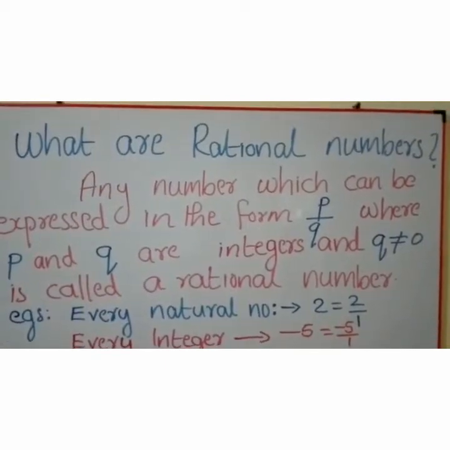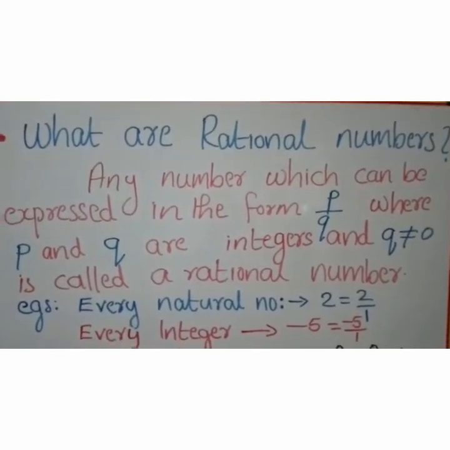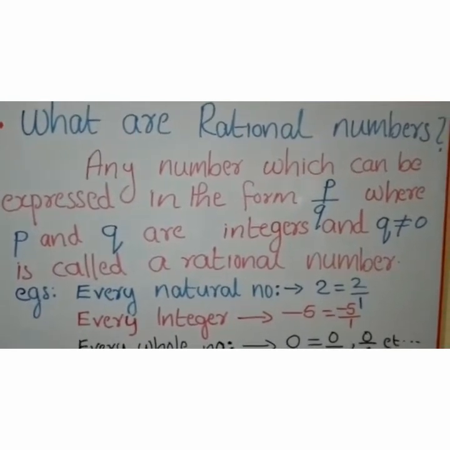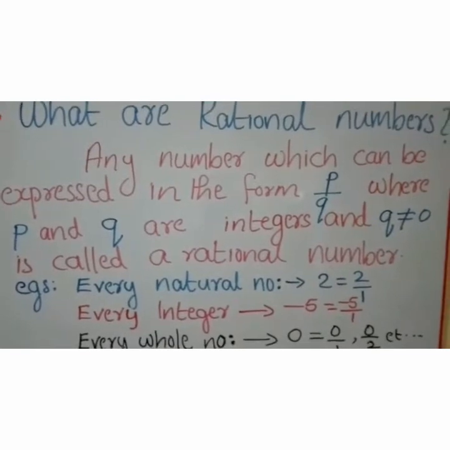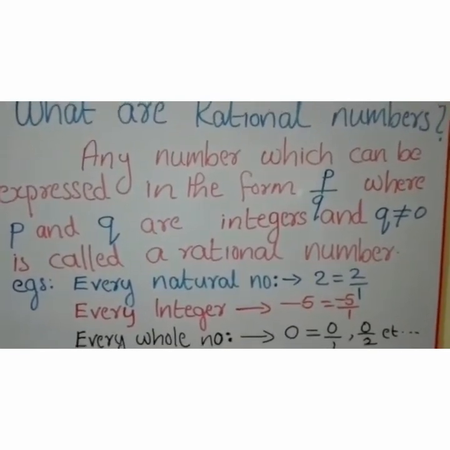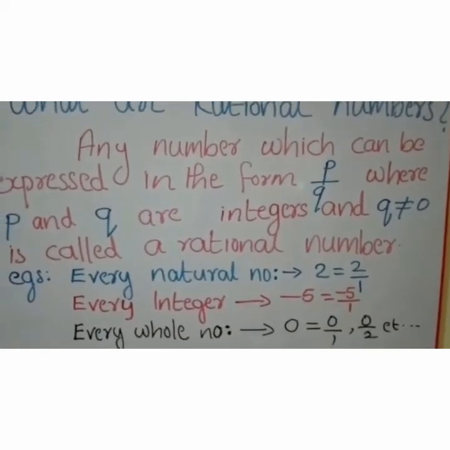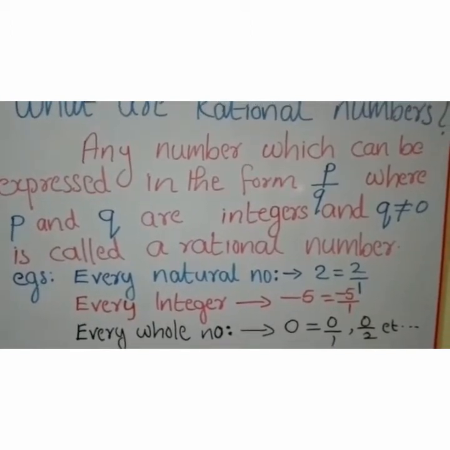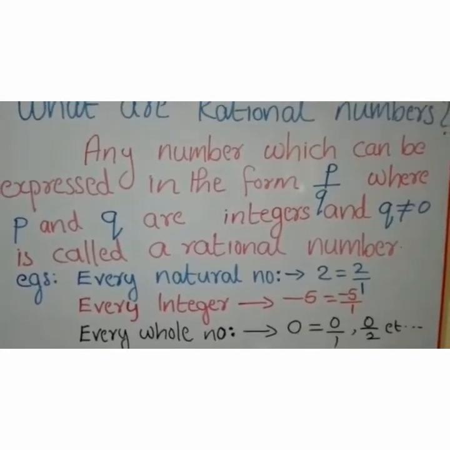Now, first point is, what are rational numbers? Any number which can be expressed in the form P by Q, that is fraction, where P and Q are integers. That means P and Q can be positive or negative, but where Q not equal to 0. Q is the denominator. Denominator should not be 0. Is called a rational number.